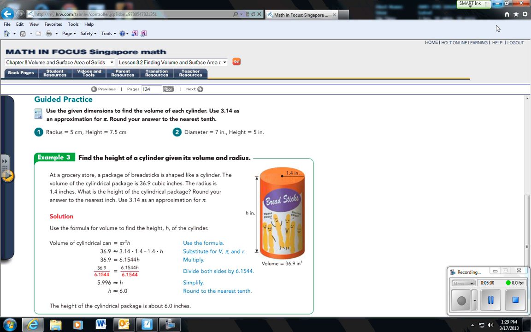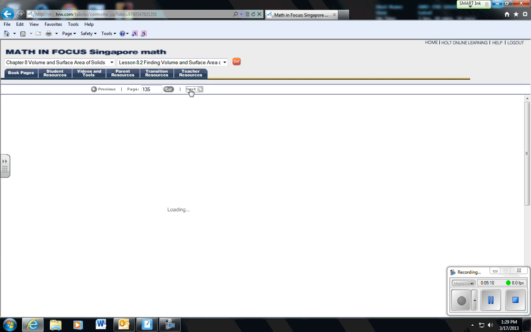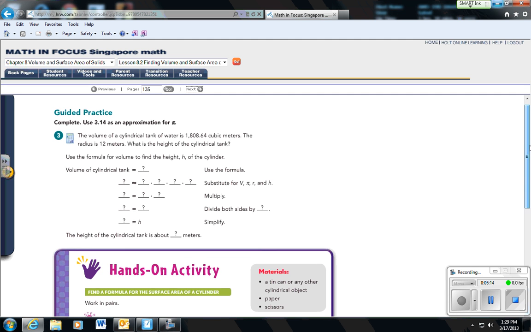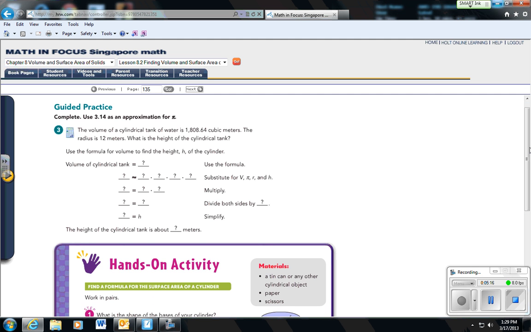Let's look at the next page. We've got some charts to fill in here, again using 3.14 for pi. This time they're telling us the volume. The volume of the cylinder is 1,808.64, and they're asking us what the height is.